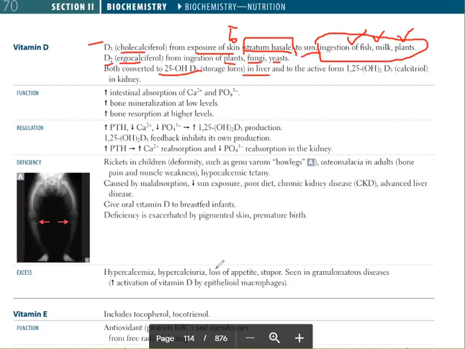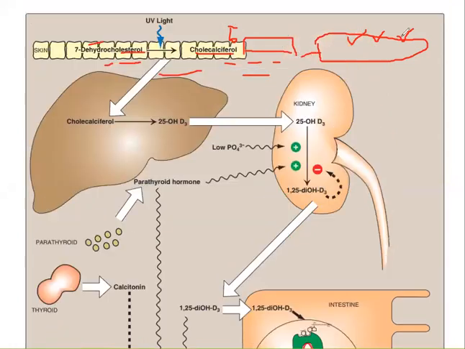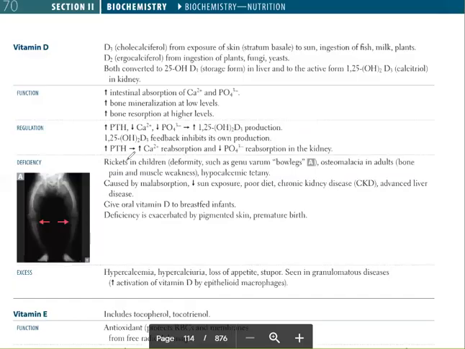Okay, just remember this picture. Both of them are converted in the liver, D3 and D2. They have to be converted to this 25 in the liver, and then this process goes on in the kidney, and to the active form, 1,25 dihydroxycholecalciferol in the kidney. So I think you got this part now.